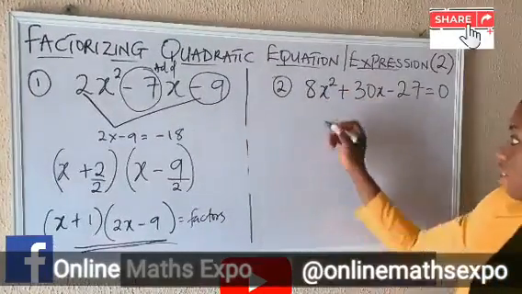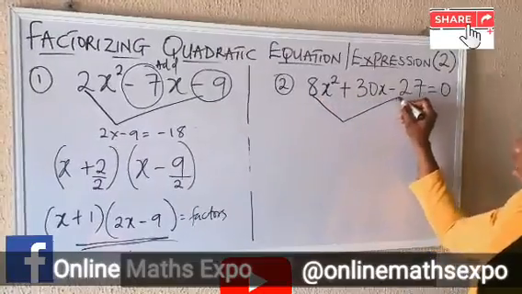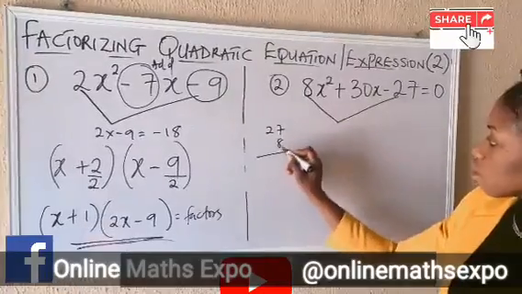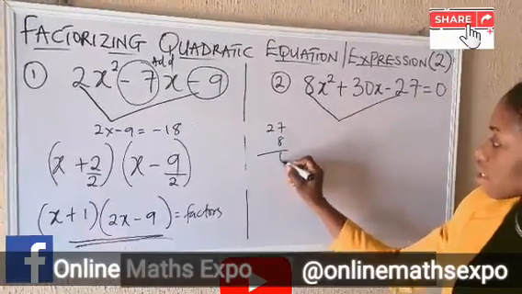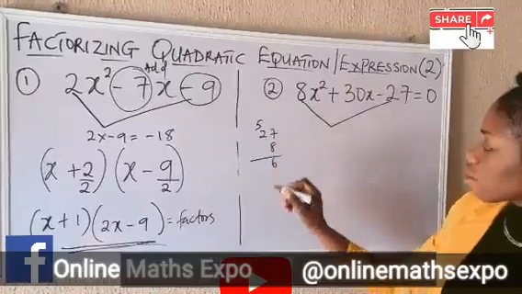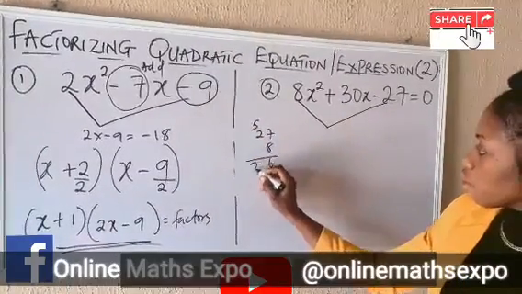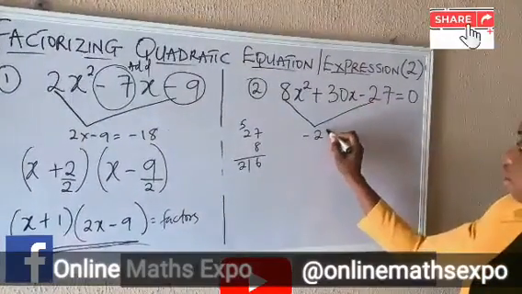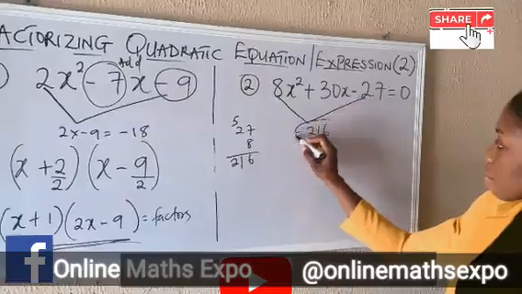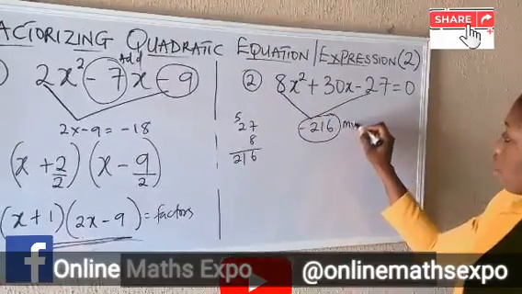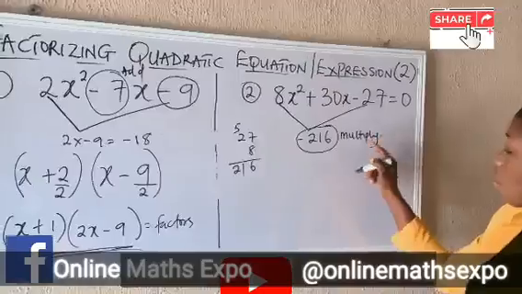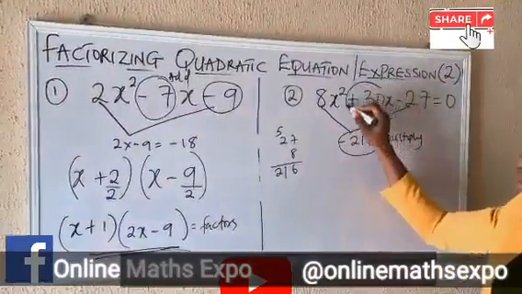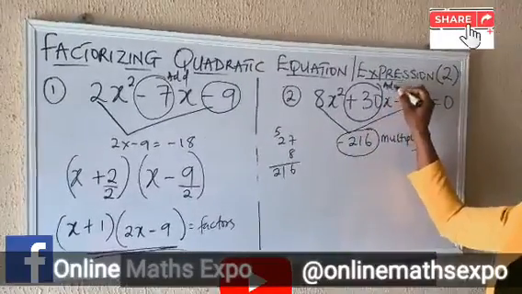So let's solve. As usual, we multiply 8 by minus 27. We multiply 27 by 8. This will give us 8 times 7 is 56, 8 times 2 is 16, plus 5 will give us 21. So 8 times minus 27 will give us minus 216. As usual, we are going to have two numbers that when we multiply, we have minus 216. When we add the two numbers, we are going to have plus 30.